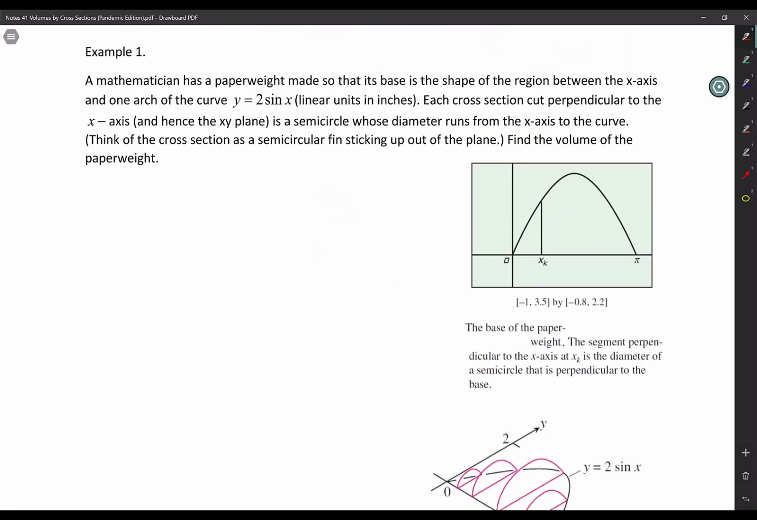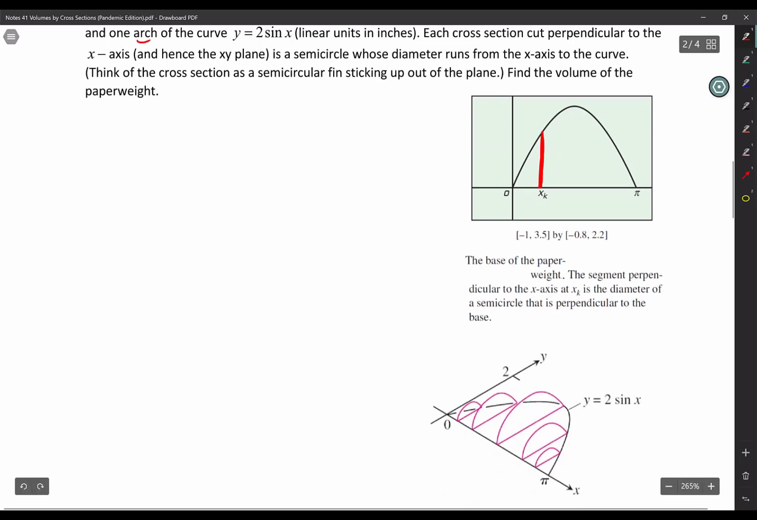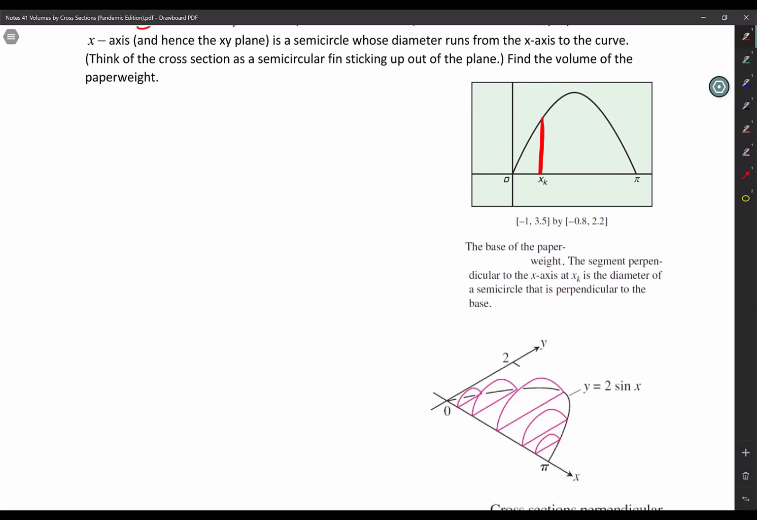A mathematician has a paperweight made so its base is the shape of a region between the x-axis and one arc of the curve y = 2 sin x. Each cross section cut perpendicular to the x-axis, and hence the xy plane, is a semicircle whose diameter runs from the x-axis to the curve. Find the volume of the paperweight. So consider that you have a semicircle coming out of that paper, and you can see it here in the image, and you have an infinite amount.